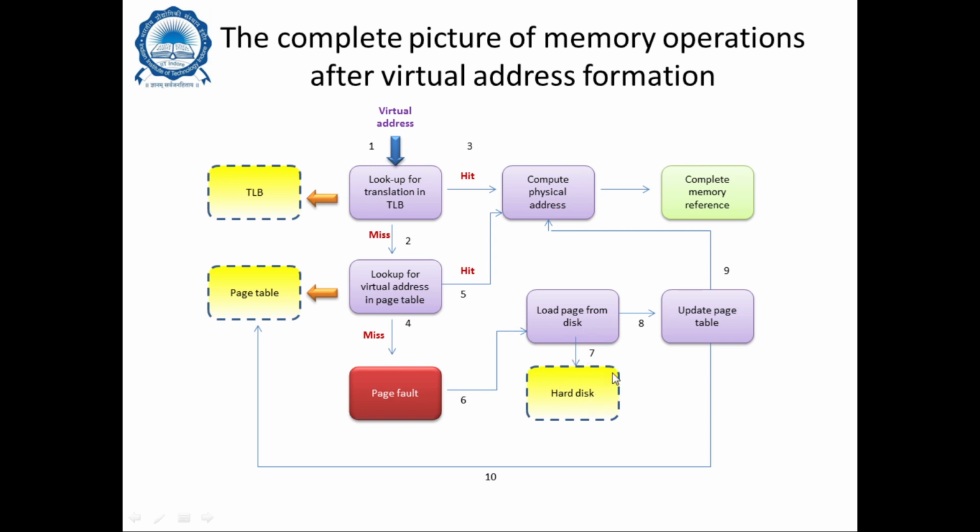okay, by checking the hard disk in step number 7. And by loading the page from disk, it actually updates the page table also. So in step number 10, the page table is also updated. At the same time, besides updating the page table, it also uses that page to compute the physical address and then completes the memory reference. Okay, so that's how the if-else part of the complete picture of the memory operations works after the virtual address is supplied.